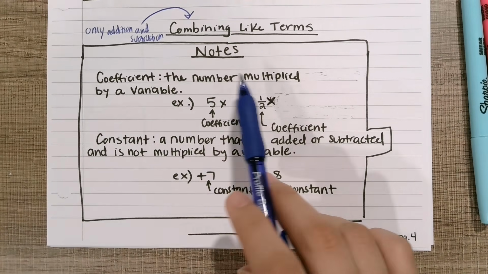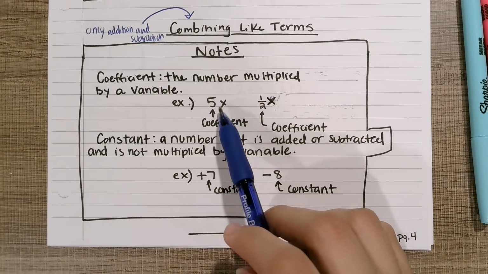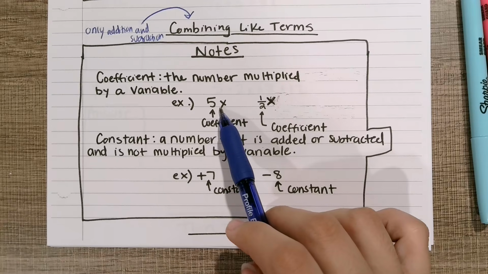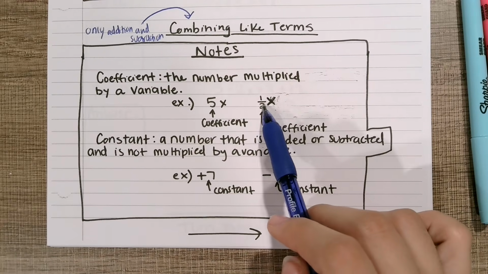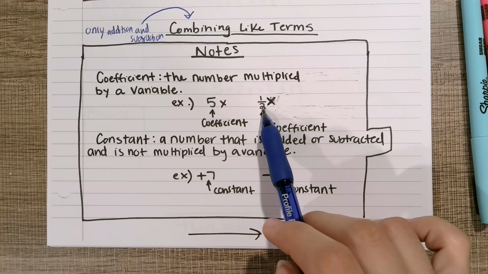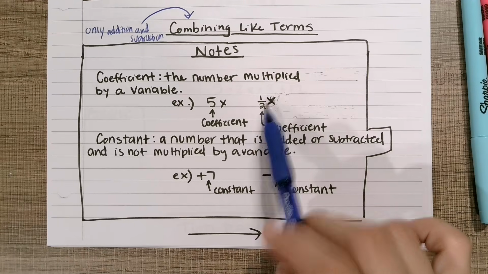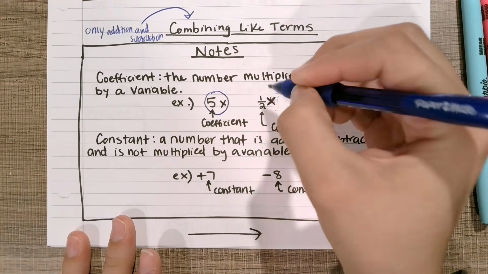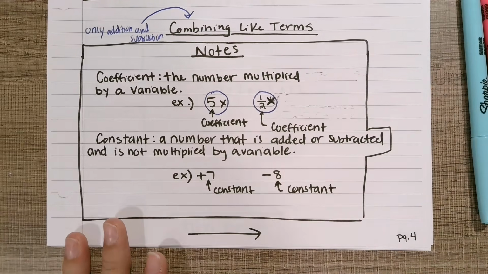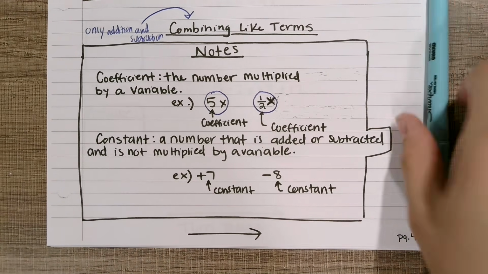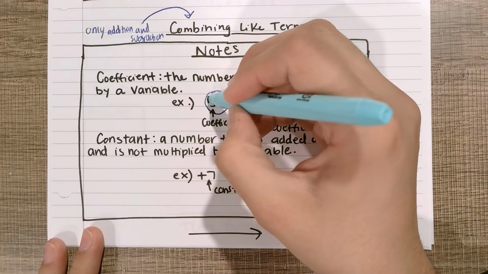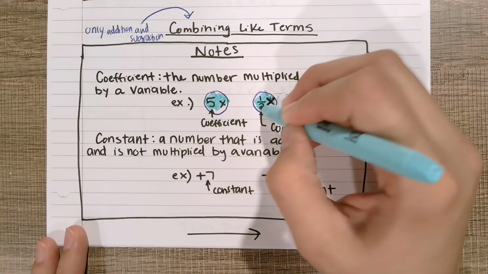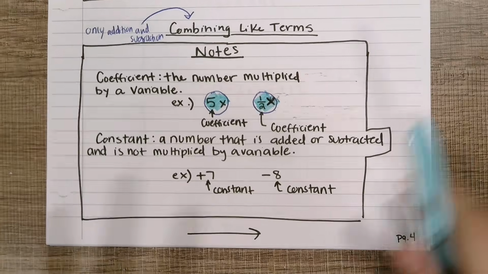Coefficients are the number multiplied by the variable. So in 5x, 5 is a coefficient because it's being multiplied by x. In half times x, half is a coefficient, a fractional coefficient, because it's multiplied by x. So whenever we see these, we're going to circle both the coefficient and its variable. And I'm going to be highlighting it just to help you with your understanding for this video. But you don't have to highlight it. It's just going to help you.